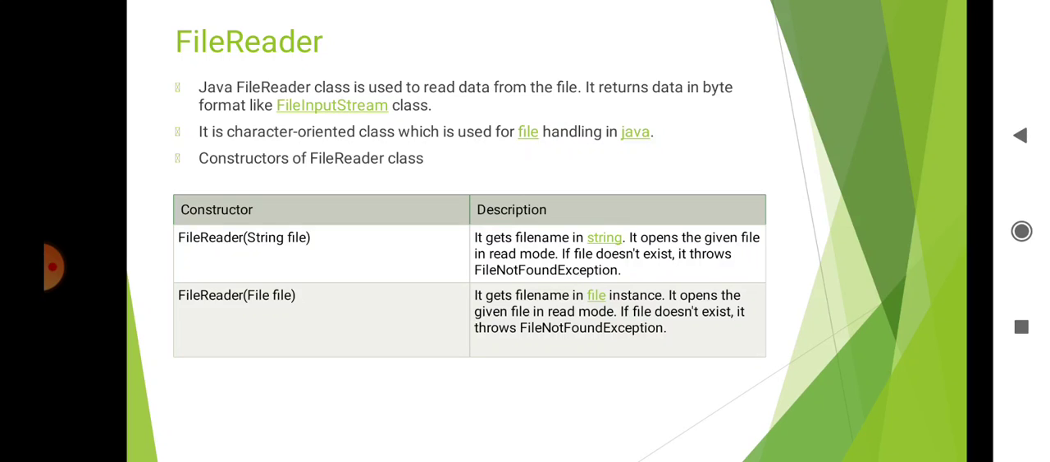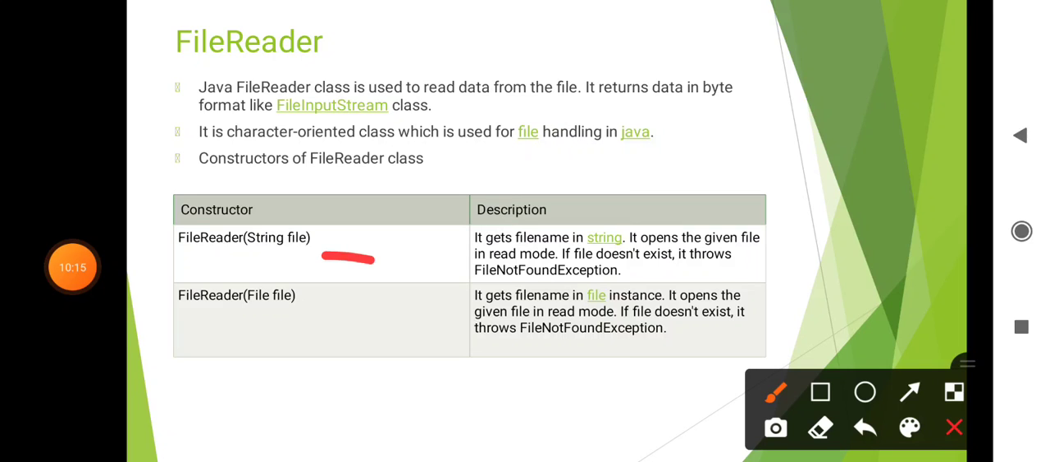The constructors of FileReader class, first one is FileReader(String file). It gets the file name in a string and it opens the given file in read mode, and if the file does not exist it throws the FileNotFoundException. Then second constructor is FileReader(File file). It gets the file name in a file instance and it opens the given file in read mode, and if the file doesn't exist it throws the FileNotFoundException.